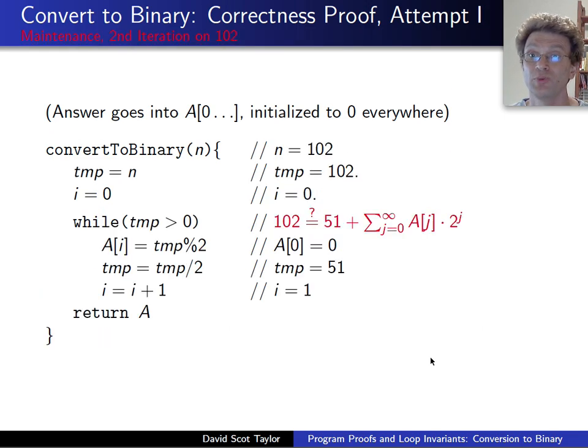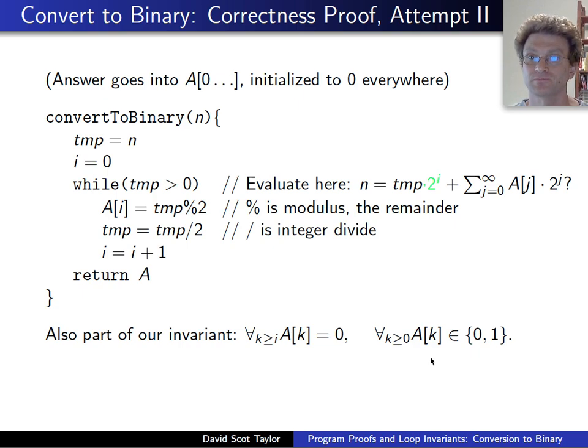What happens is our loop invariant was actually close. The only thing that we needed to add to it was, well, this temp term needed to be scaled up by a 2 to the I term. It turns out if we add that to our loop invariant, everything's going to go through nice and smoothly.